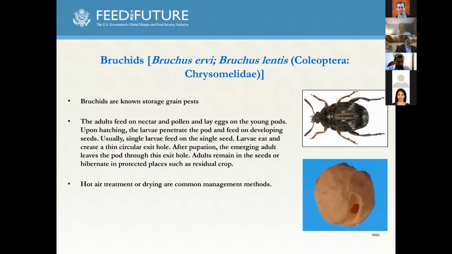Bruchids, there are two bruchids. This is Bruchus ervi and Bruchus lentis, serious pests of lentil. The adults feed on nectar and pollen and lay eggs on the young pods. Upon hatching, the larvae penetrate the pod and feed on developing seeds. Usually a single larva is found in the seed, and the larva will remain in the seed and overwinter and come out in the next year. And then the adults will come out the next year and cause the damage.